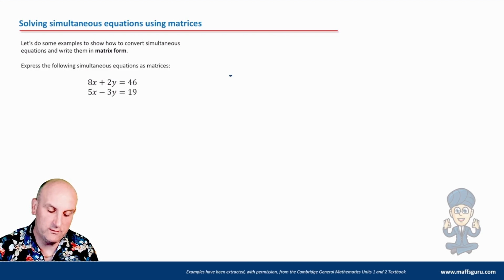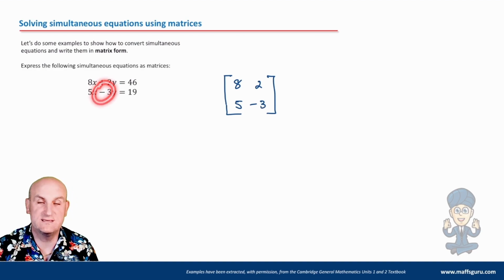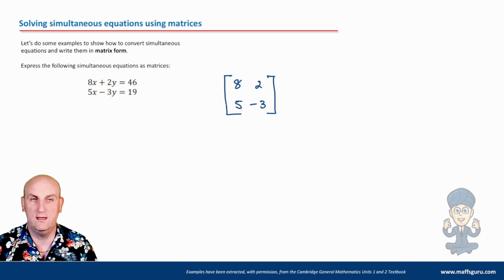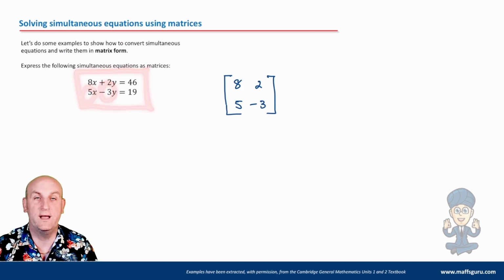So the first thing I do is I'm going to write a square matrix, and I've got 1, 2, 3, 4 numbers. So I'm going to write 8, 2, 5, and minus 3. The reason it's minus 3 is because there's a minus 3 in front of the y. Now, be very careful in exams because sometimes they can switch the x and the y to try and trip you up. Because again, we're asking you to understand the maths, not regurgitate it.